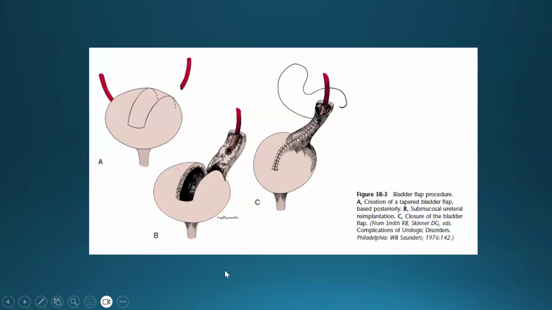And then this is another figure that I just liked a lot, that I thought showed it really well. And here is that anterior flap being raised, and then it's tubularized and everything is closed back together. And then this ureter that is injured a little more proximally can be reanastomosed with a little less tension.